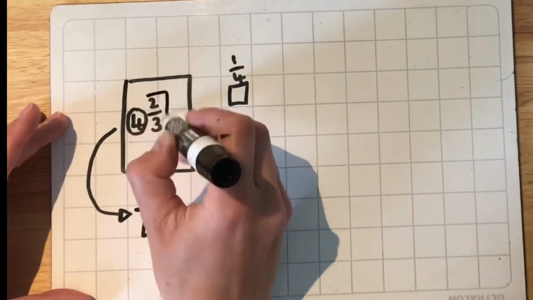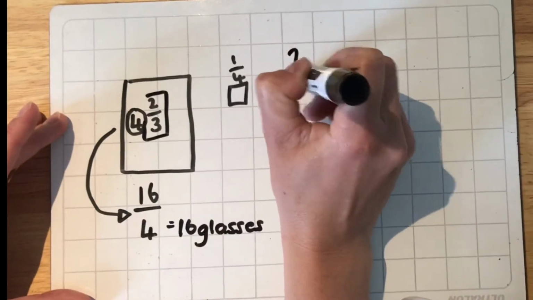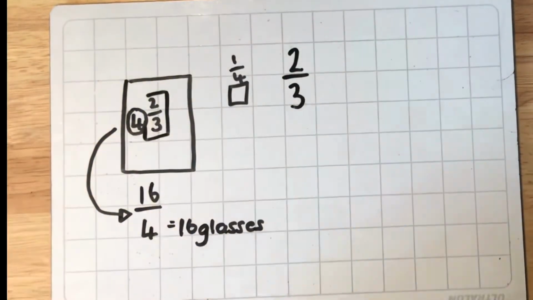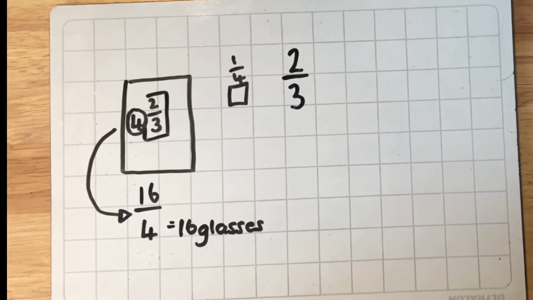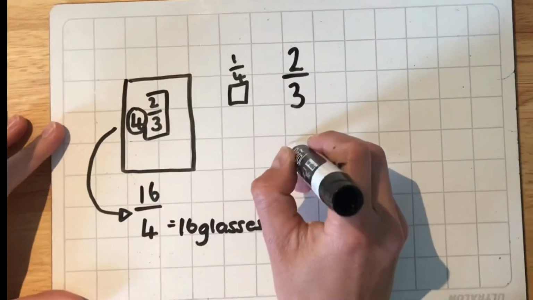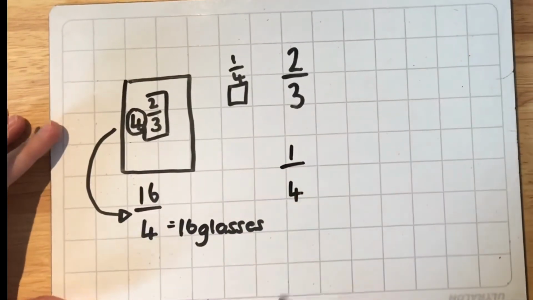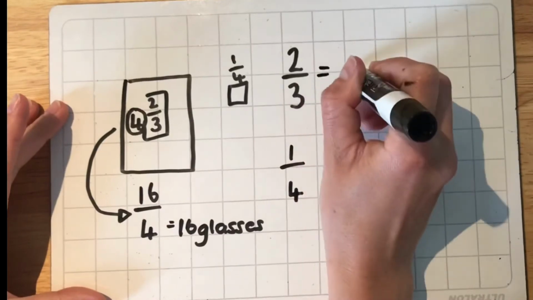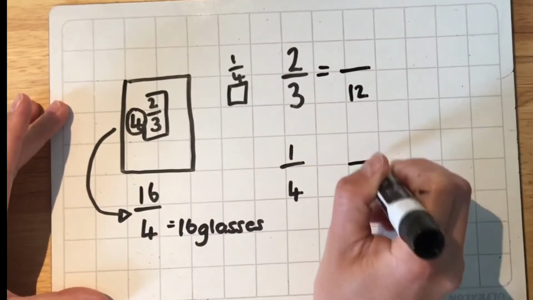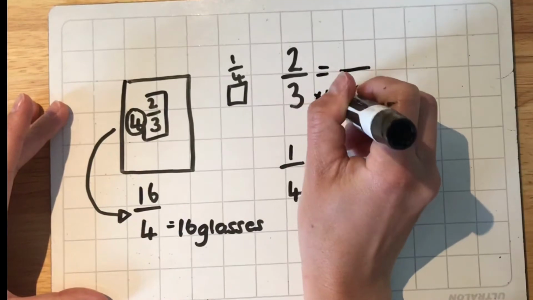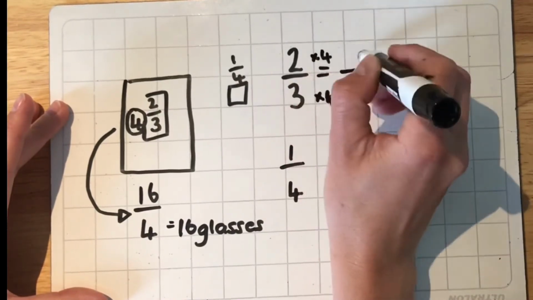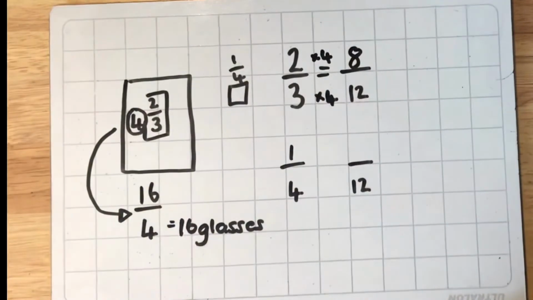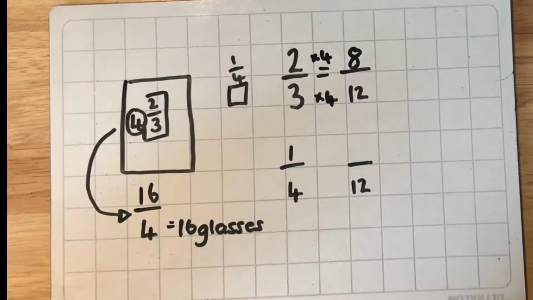So you're now left with this 2/3. Have a think about 2/3 and how many quarters are in 2/3. Some of you might know that just by looking at it. If not, you can think about 1/4 and 2/3 and how you could change them both to have the same denominator. Then it makes it much easier to work out. You could change this into 12ths and you could also change this into 12ths. So 3 times 4 is 12, 2 times 4 is 8. So what you've got there is 8 twelfths. So 2/3 is exactly the same as 8 twelfths.